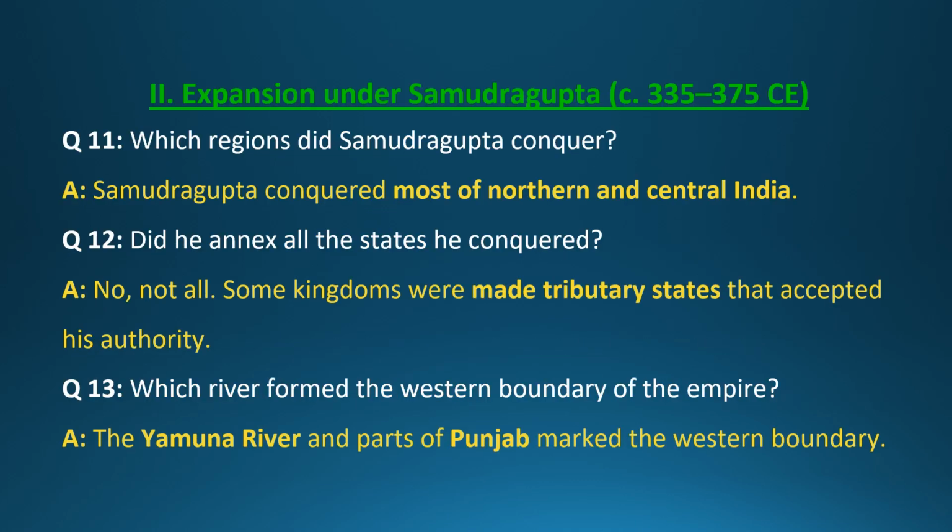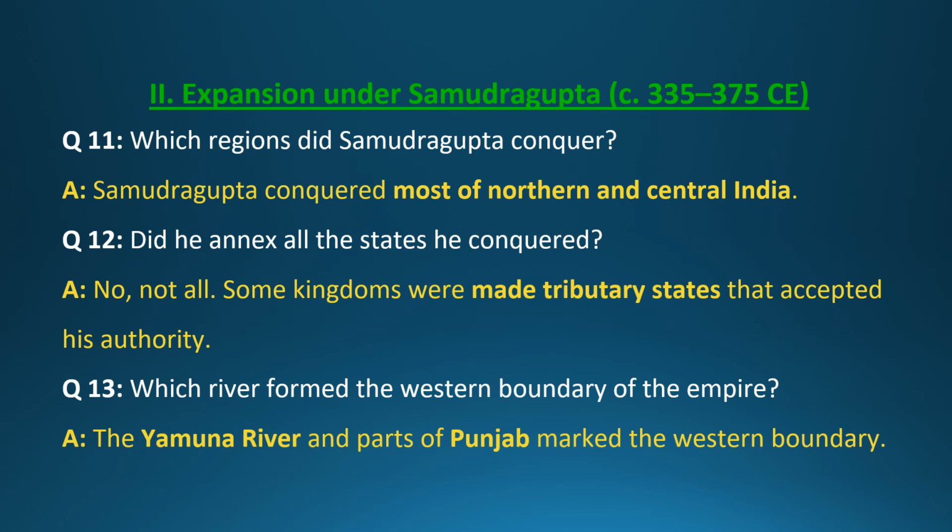Section 2. Expansion under Samudragupta, c. 335 to 375 CE. Question 11. Which regions did Samudragupta conquer? Answer. Samudragupta conquered most of northern and central India.